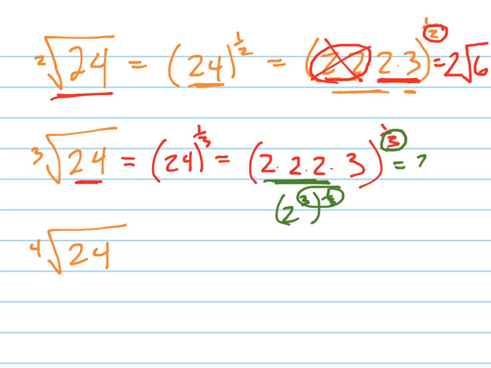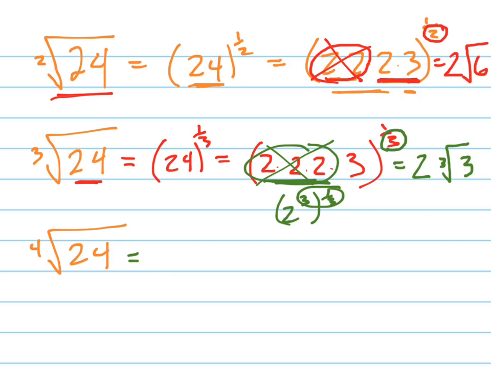So this equals 2. One of the 2's breaks jail, the other ones die off. And then I'm left with a cube root of 3. I can't break that up anymore. It's 2 cube roots of 3. That's the answer. Let's try this one.